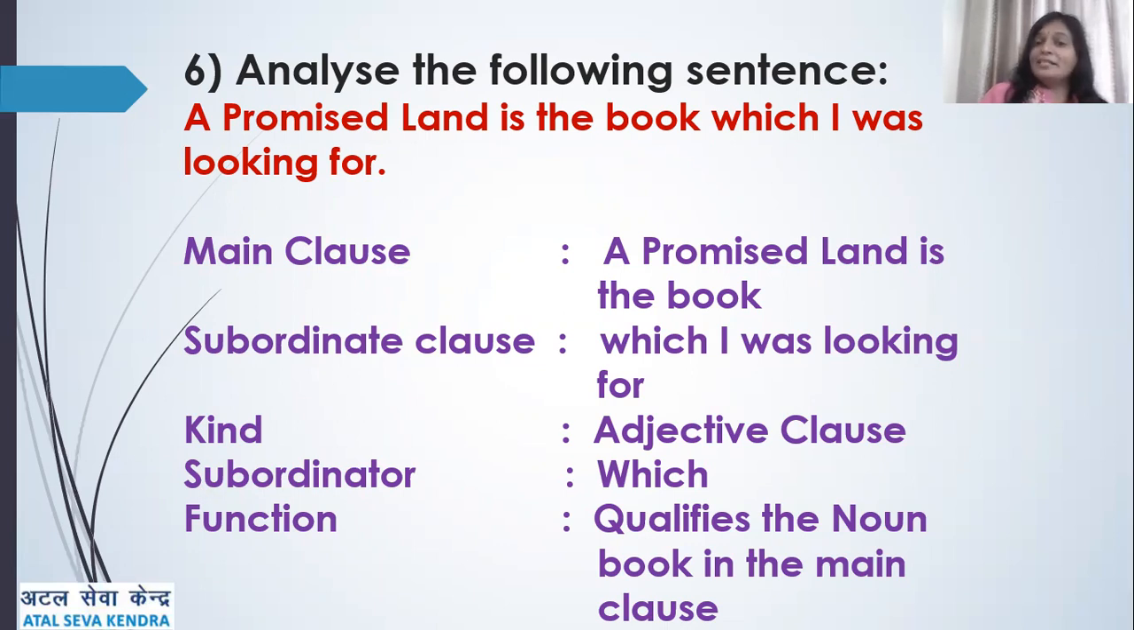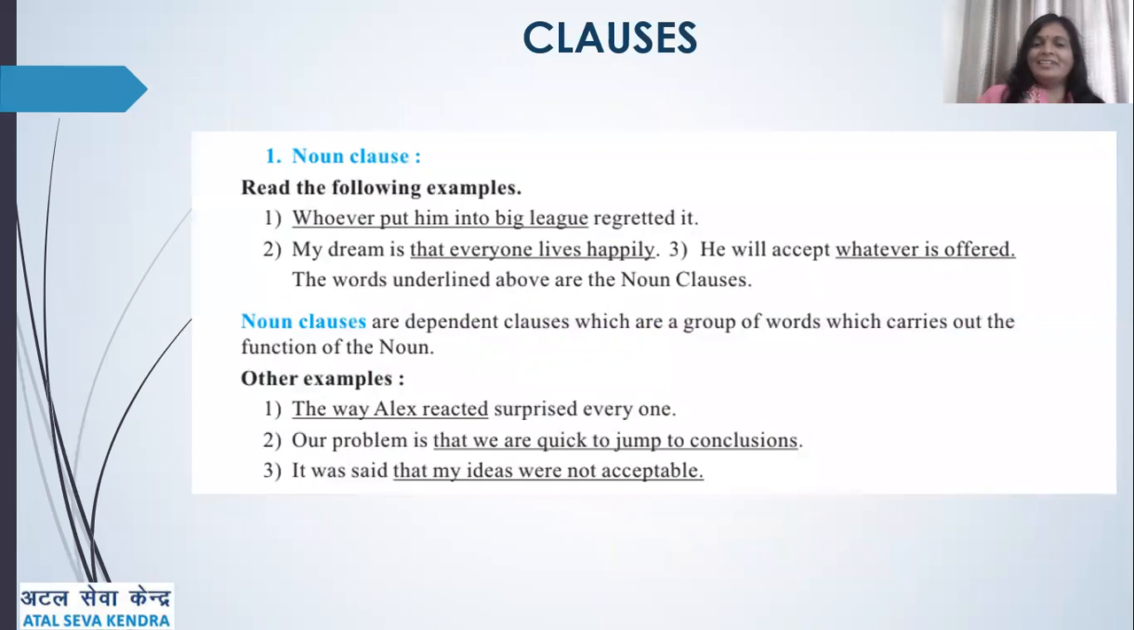A Promised Land is the book which I was looking for. Here the main clause: A Promised Land is the book. Subordinate clause: which I was looking for. Which I was looking for is a group of words which is telling you more about the book. So it is an adjective clause. Subordinator: which, qualifies the noun book in the main clause. So let us see the different types of clauses.